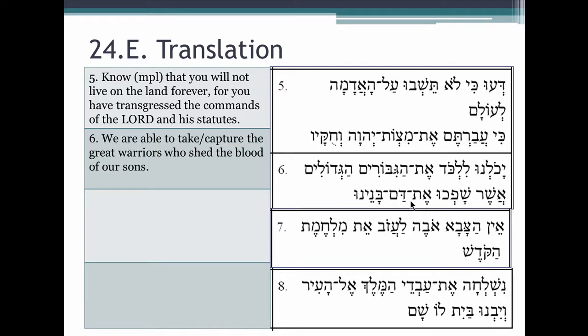So altogether we are able to take or capture the great warriors who shed the blood of our sons.